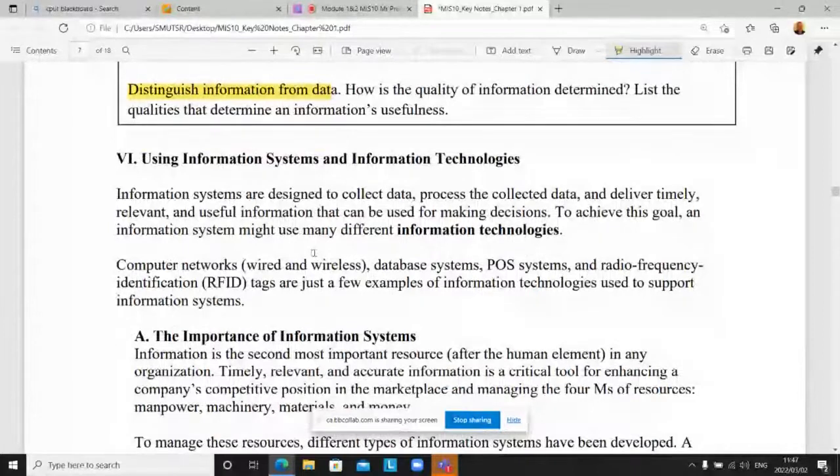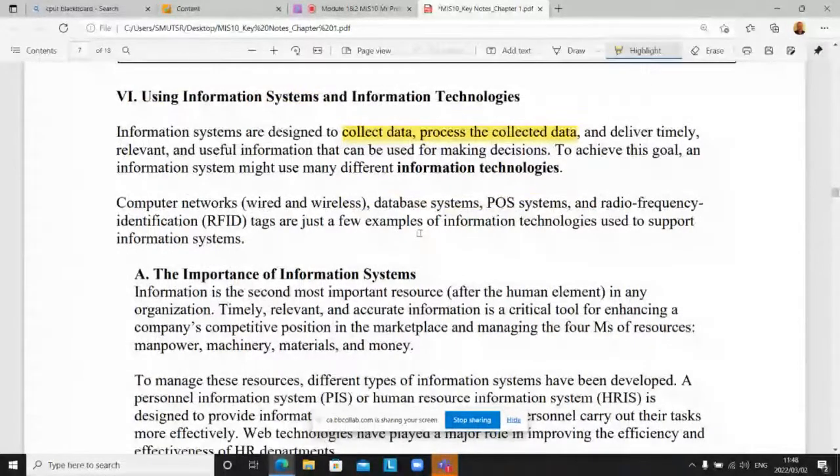Using information systems and technologies. Very simple. You're going to collect data or type in something. You're going to process the collected data and you will deliver information using different information technologies. They're talking here about computer networks.